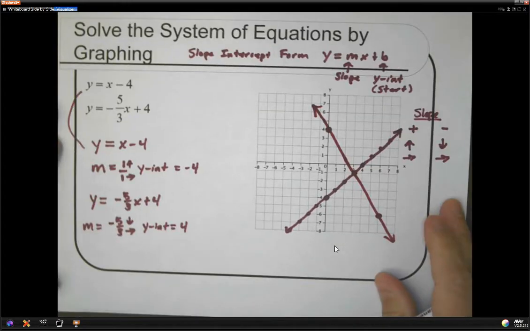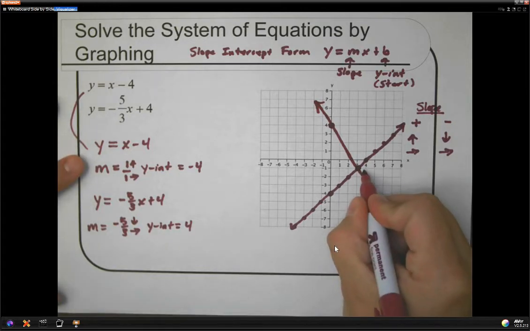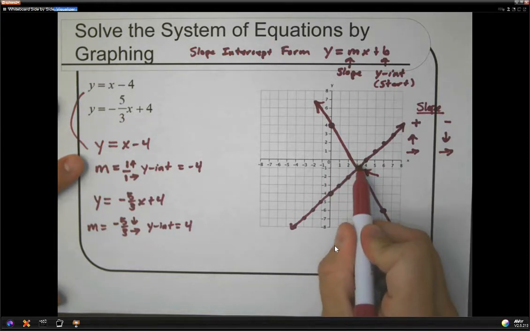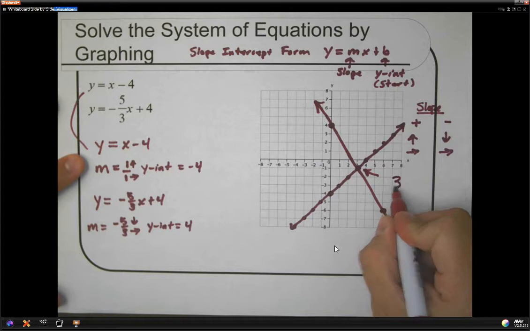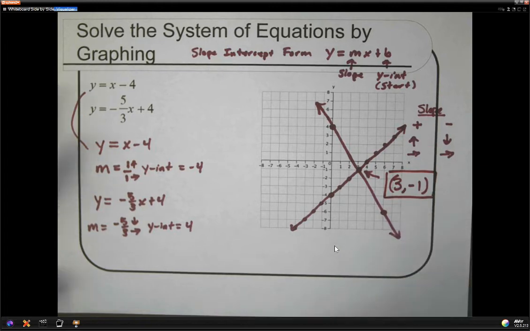Now again, the whole idea of graphing these systems and looking for the solution is where the two lines intersect. And so I notice that both lines intersect right here at this particular point, and that is the point (3, -1). And so thus, the actual and final answer to this particular problem is (3, -1).